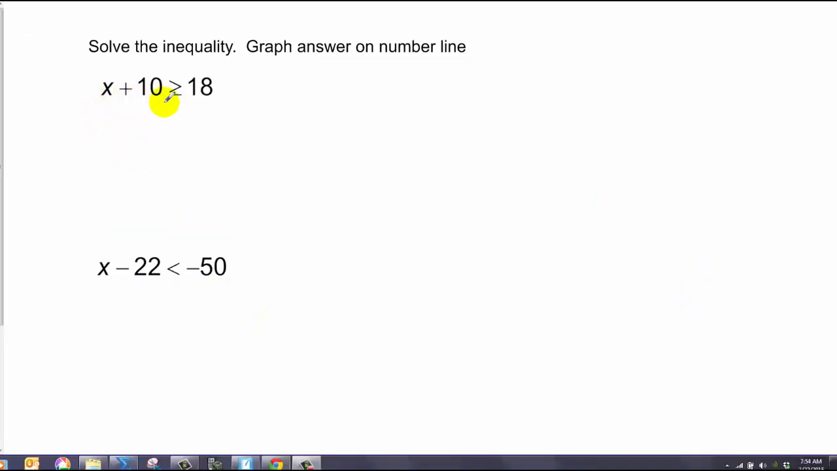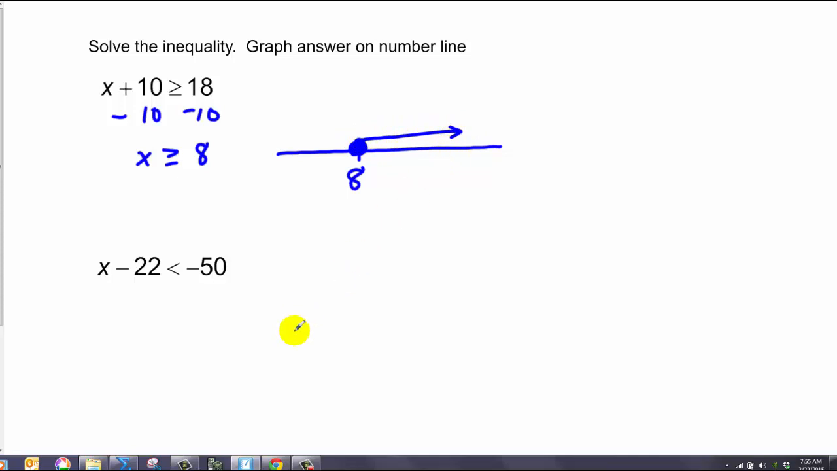I have x plus 10 is greater than or equal to 18. I'm going to subtract 10 from both sides of the inequality. This leaves me with x is greater than or equal to 8. If I want to graph that on a number line, I'll just draw a line here, throw down my number 8. Now, if I want to represent numbers that are greater than or equal to, I'll make a closed circle at 8, and then I want all the numbers bigger than 8, so I'll draw an arrow moving to the right and going forever.